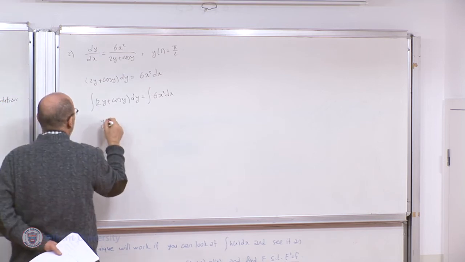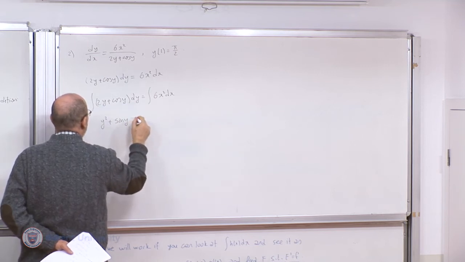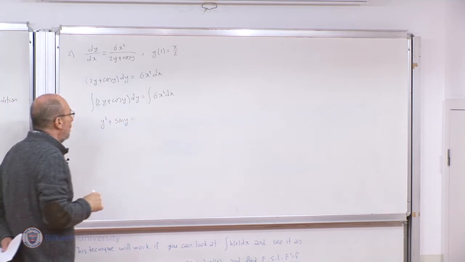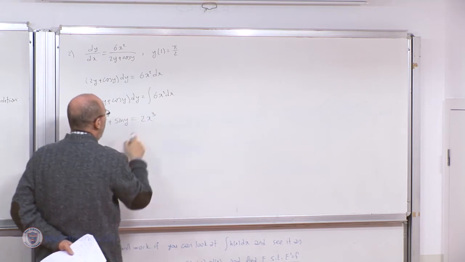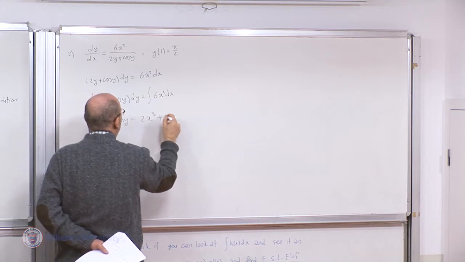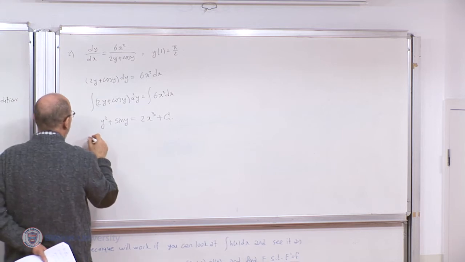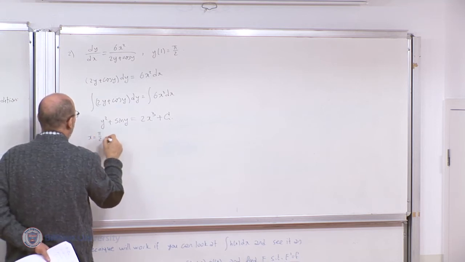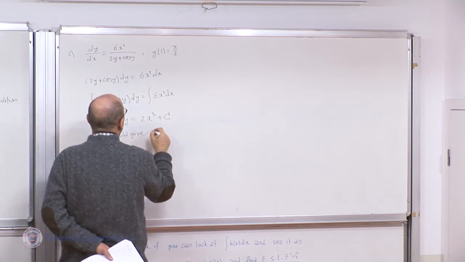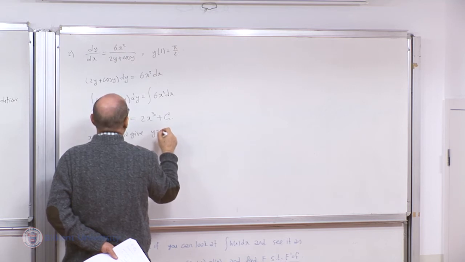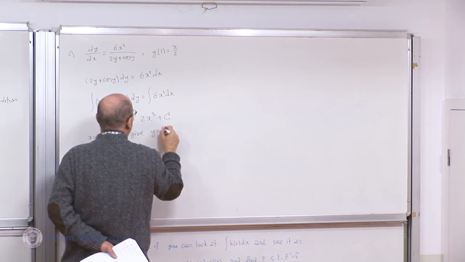This is y squared plus sine y plus a constant. I'll put the constant on the other side. This is 2x cubed. Okay, I take the derivative, I get 6 plus an additive constant. Okay, now put x equals 1, which should give y equals pi over 2.